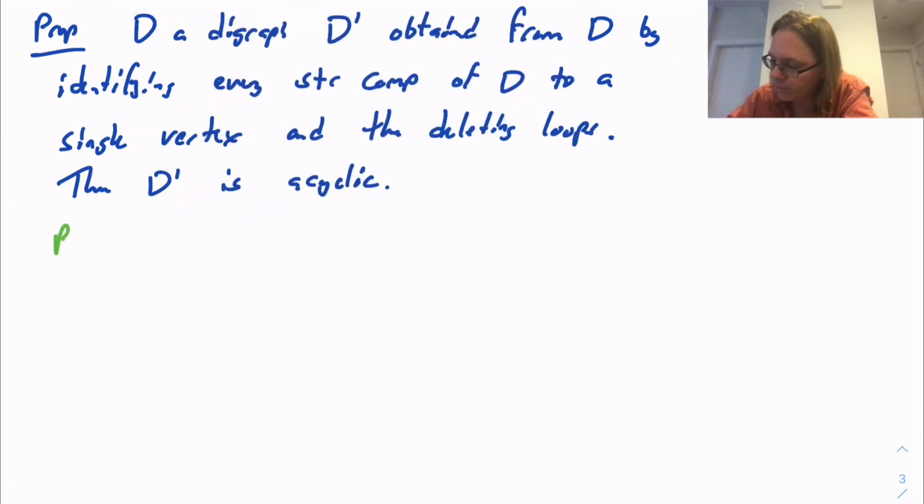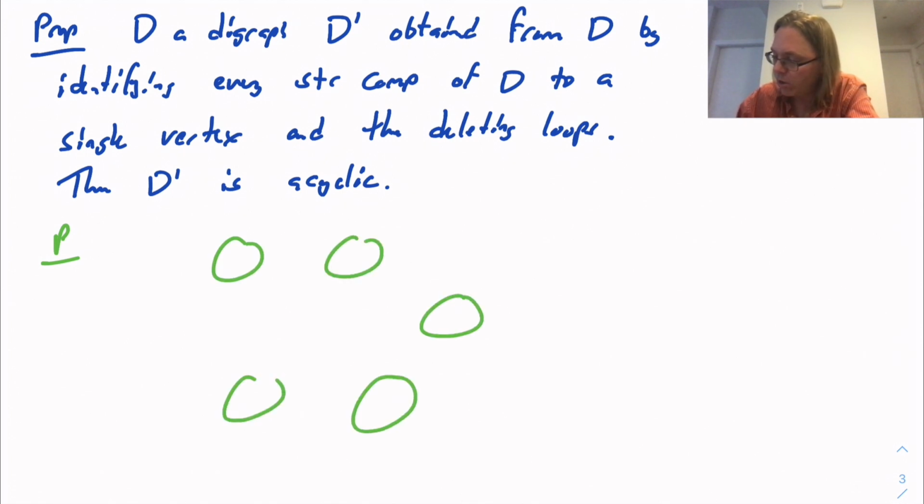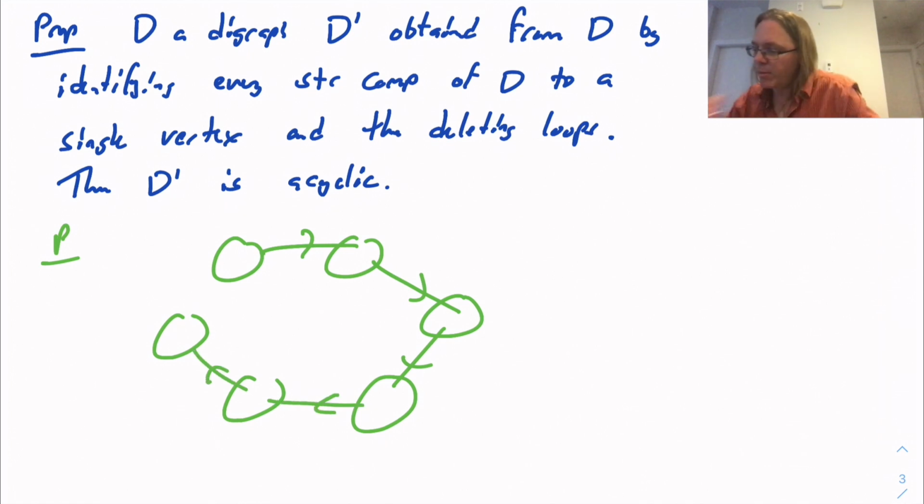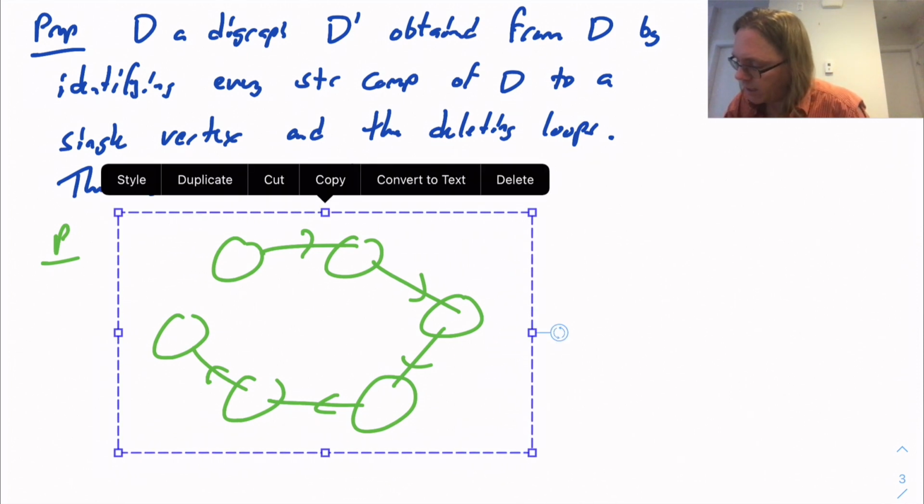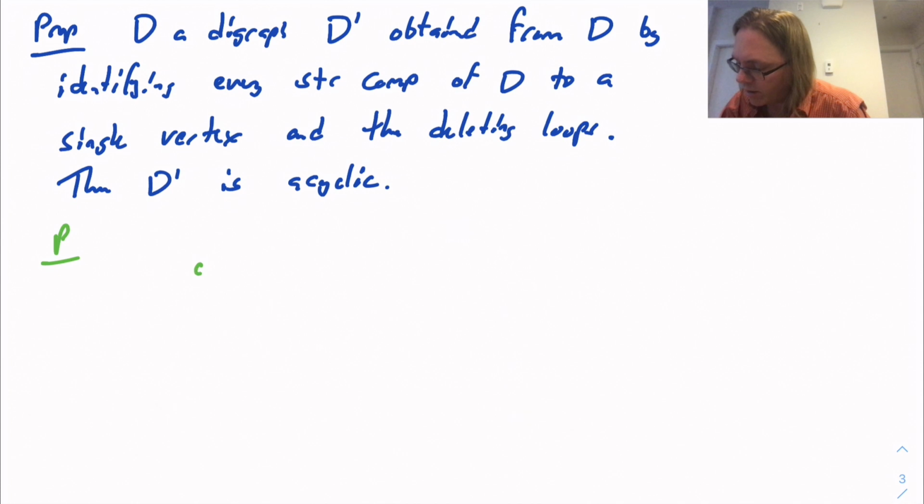And there's very little to the proof here. What have we done? We've taken a digraph and we have identified all of the strong components to single vertices. Now, could it be that this new digraph that we form suddenly has a directed cycle? Let's look at this picture. So maybe these were all strong components of our digraph, and after identifying them, we have a cycle. In fact, maybe what I should do, let me draw this a little bit differently. I'm mostly just going to draw the picture. I mean, this is really very, very immediate.